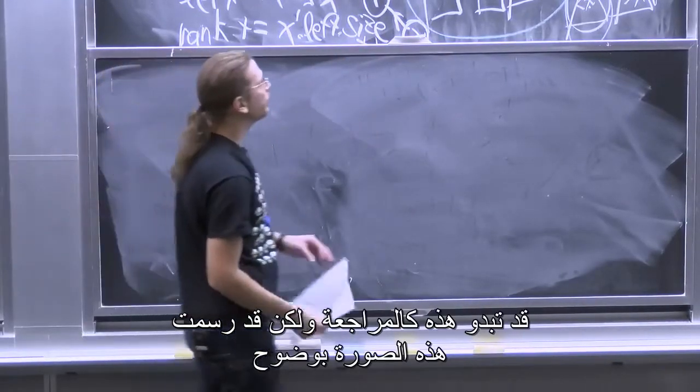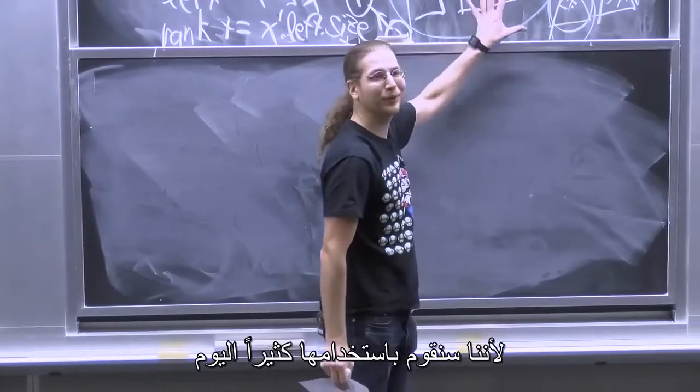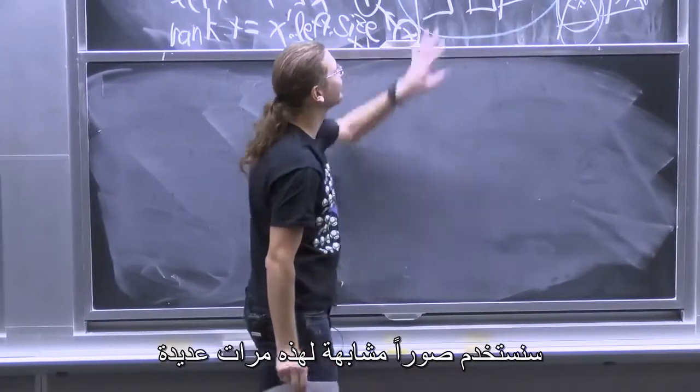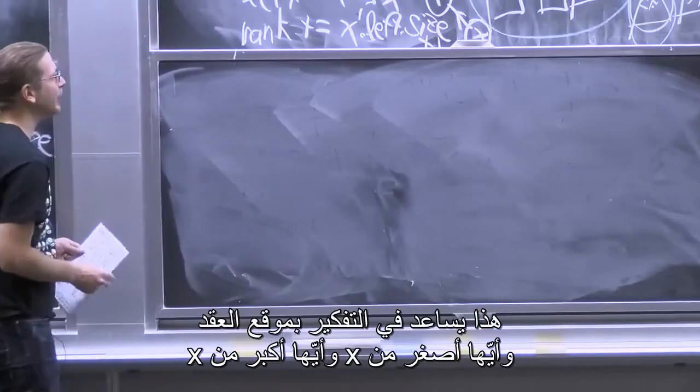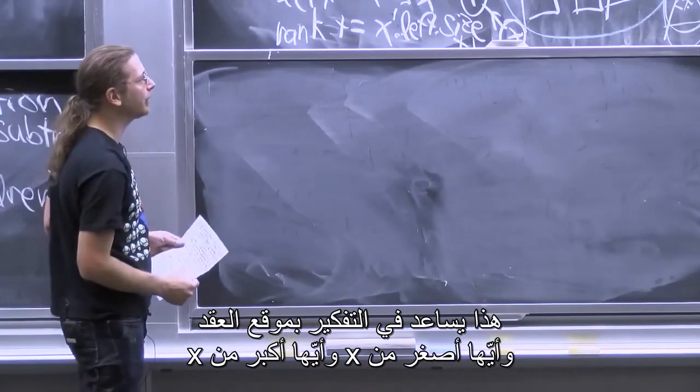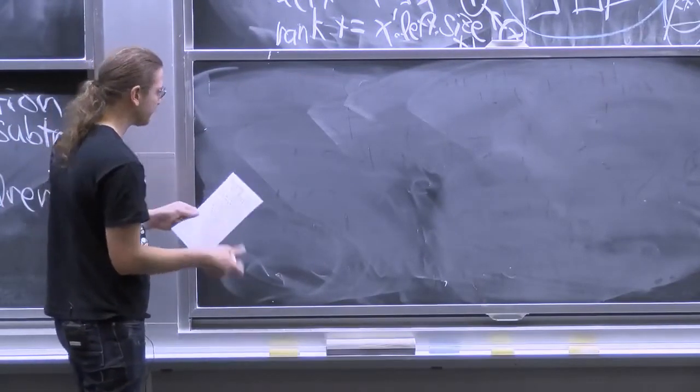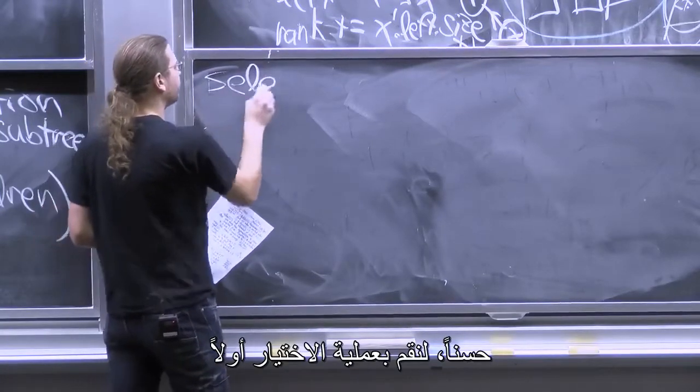This may seem like review, but I drew out this picture explicitly because we're going to do it a lot today. We'll have pictures like this a bunch of times. It really helps to think about where the nodes are, which ones are less than x, which ones are greater than x. OK, let's do select first.